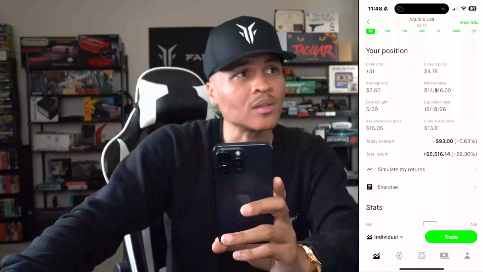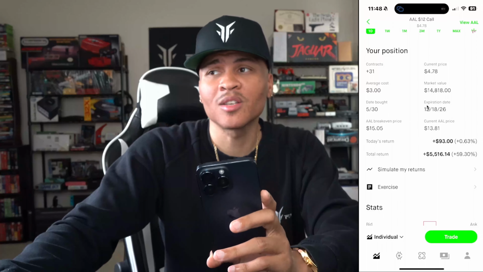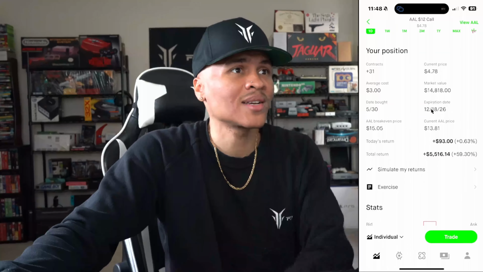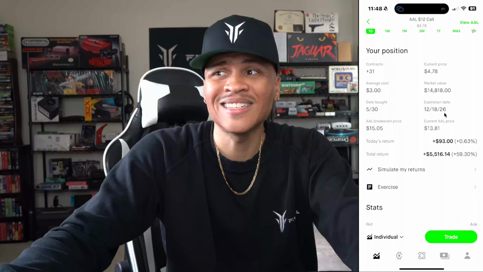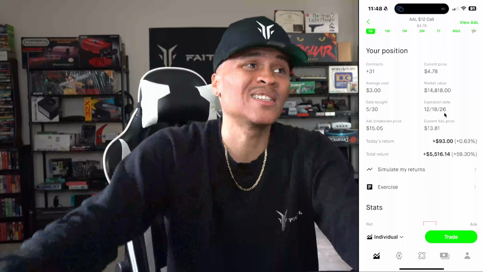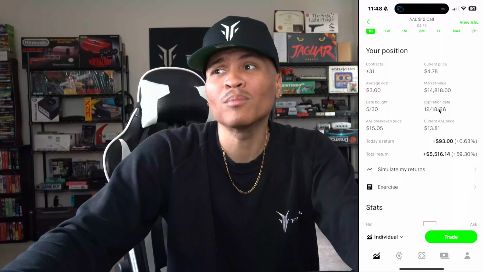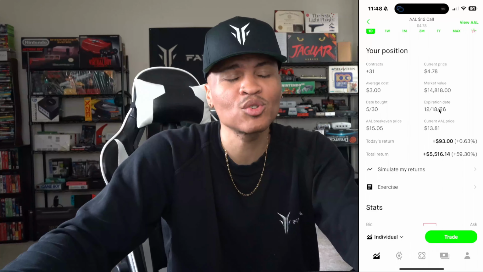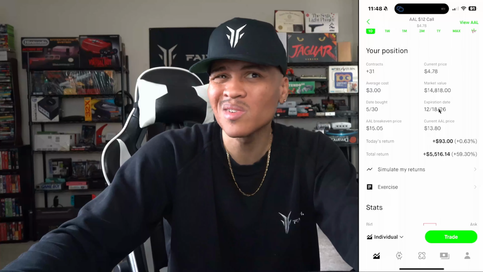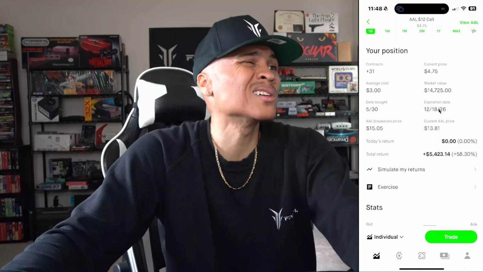And this is the expiration date. So this is the day that your contracts expire. I bought these in May of 2024. They don't expire until December 18th, 2026. So we have a little bit more than, what is this? October 30th. So like 2 years and 1 month. Maybe 2 years and 2 months almost, roughly.